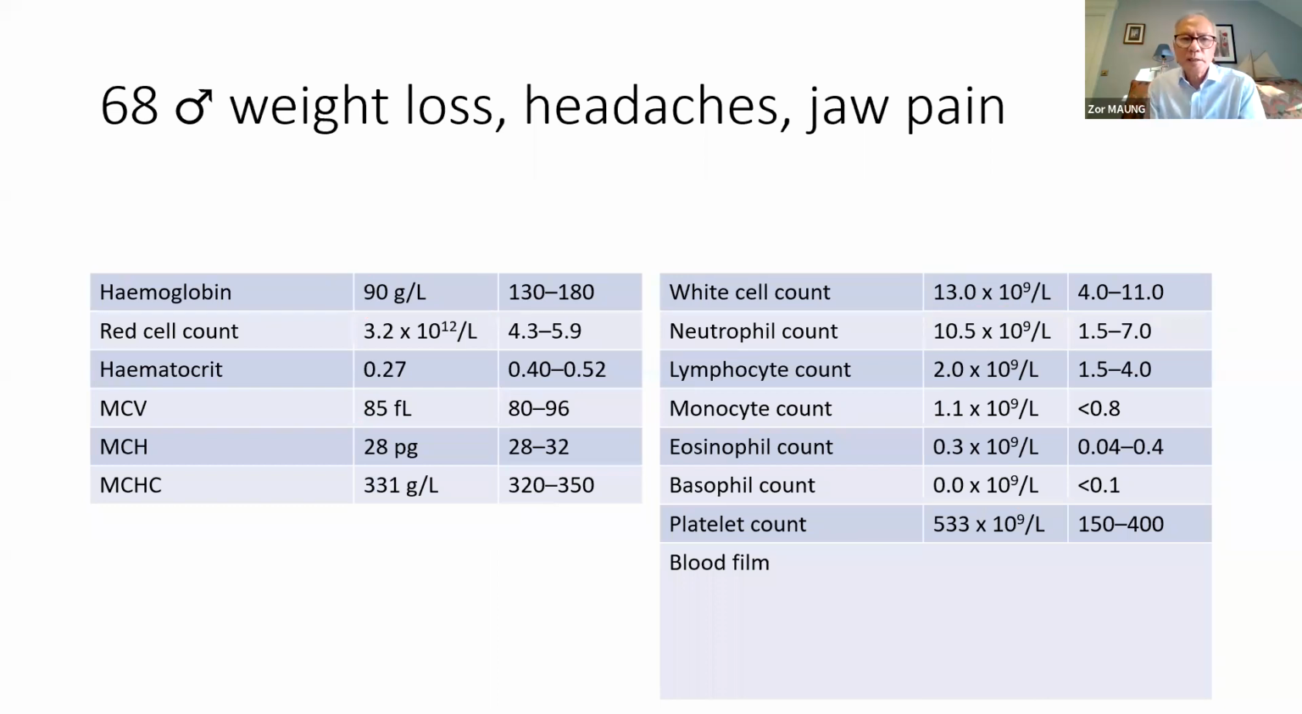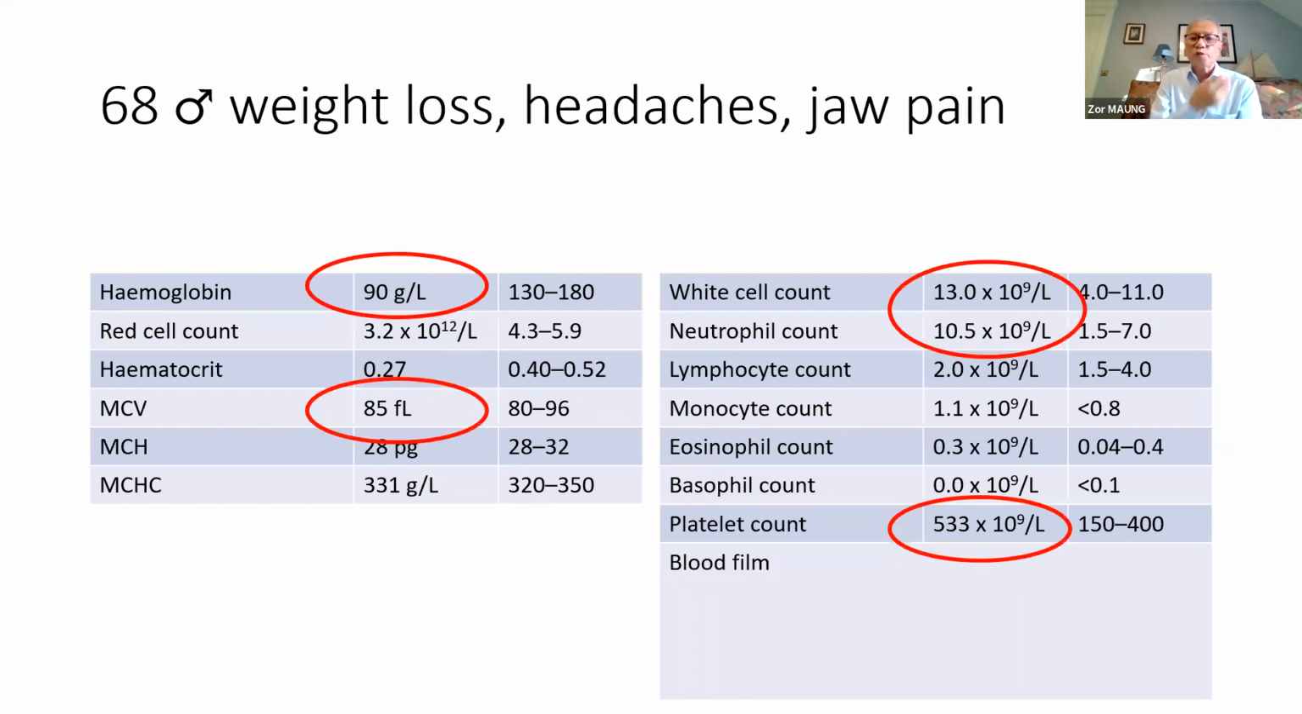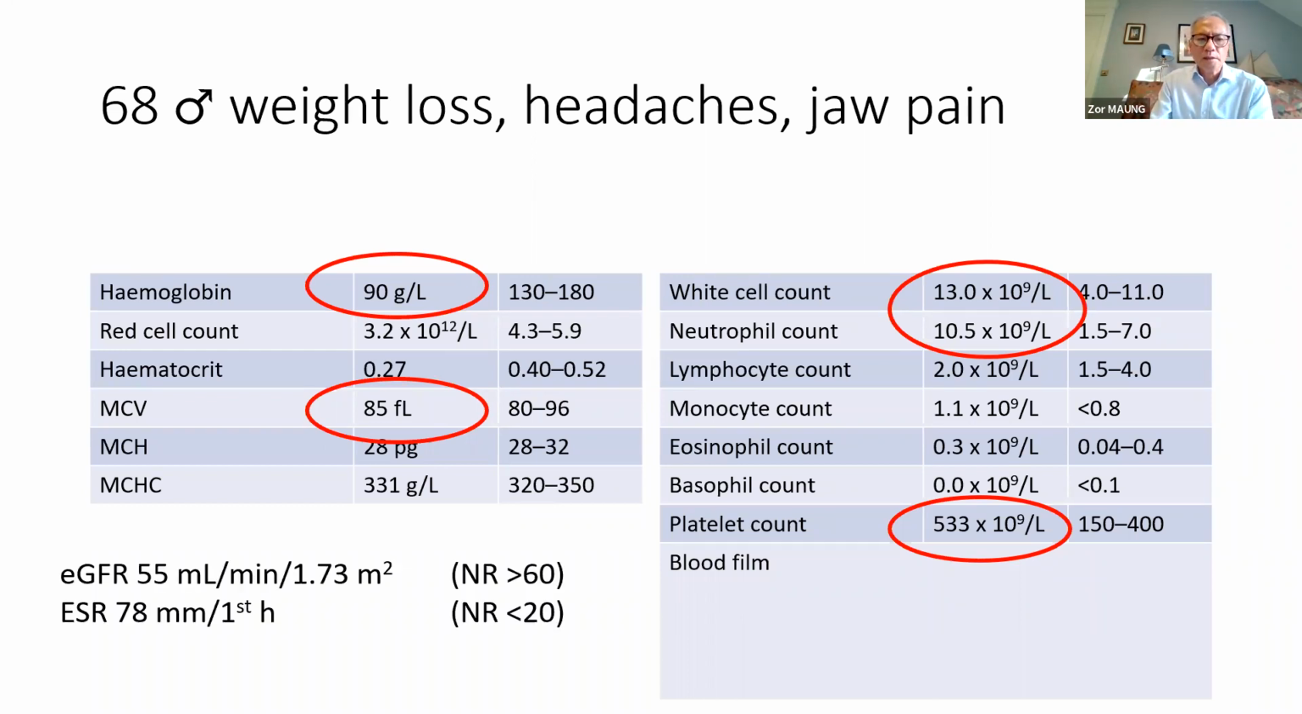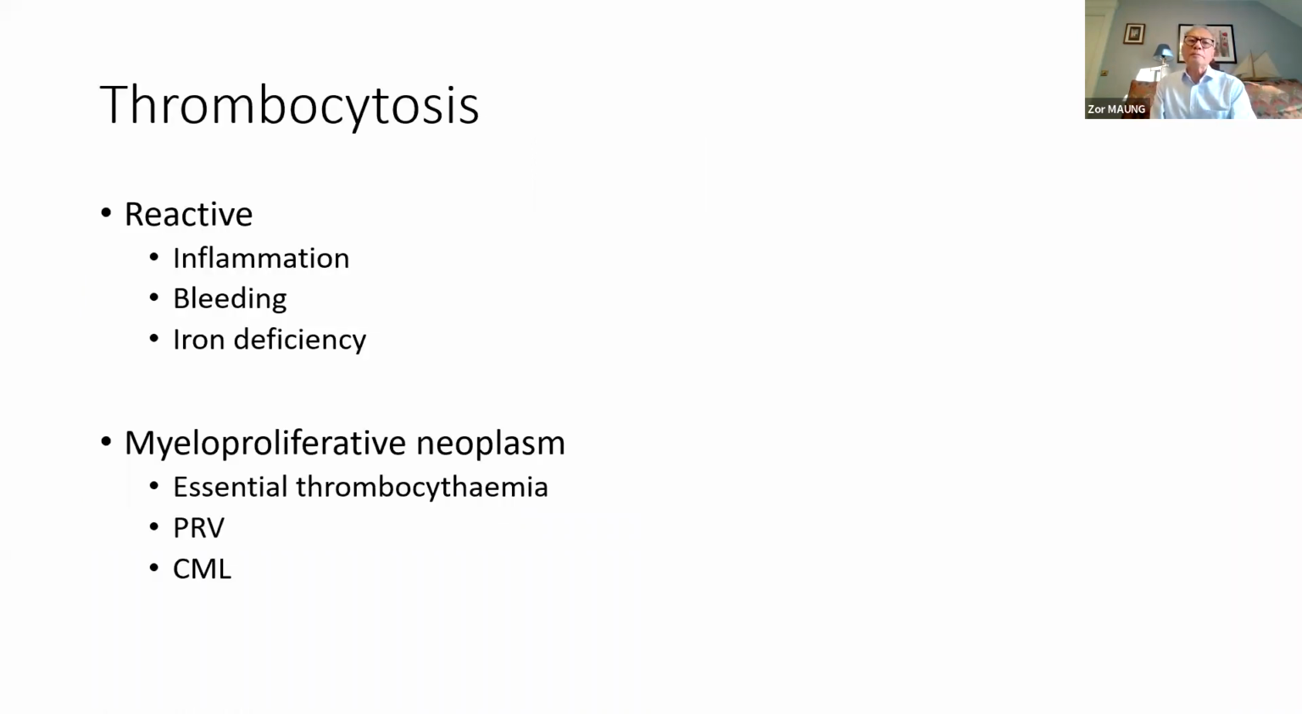This is again the scenario we discussed earlier, a 68-year-old man with headaches, no pain, anemic, normochromic, normocytic anemia, white cell count slightly raised, platelet count increased. Just want to emphasize, this is anemia of chronic disease, like in giant cell arteritis. But what I'd like to emphasize is that in acute inflammatory conditions, the platelet count can be raised. The routine eGFR is normal, and ESR is raised, so giant cell arteritis. So thrombocytosis, if the platelet count is raised, the commonest cause is reactive.